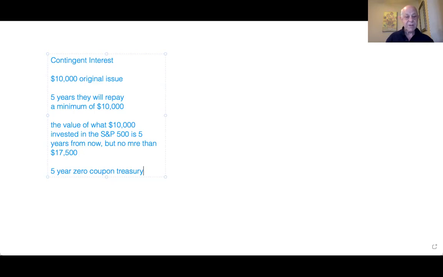And if interest rates are roughly 2%, they're spending $9,000 for that. Because in 5 years at 2%, that'll grow by 10%. And with compounding, that'll get them close to the $10,000. It might even be a little less than $9,000. So the $9,000 is what they spend on that.